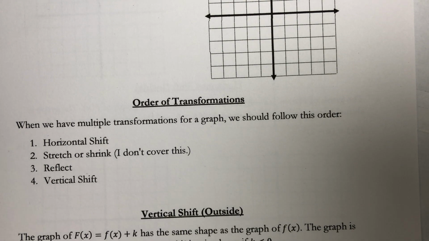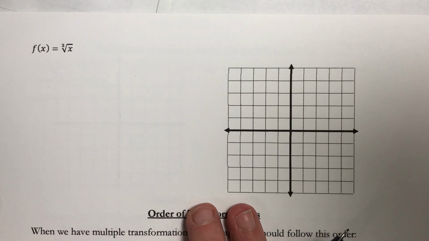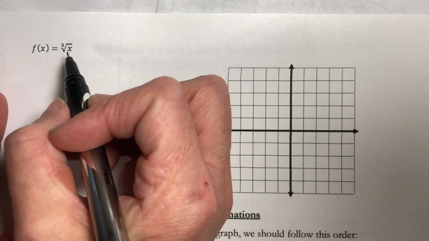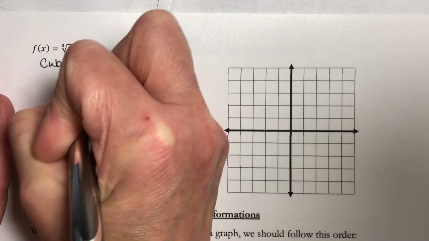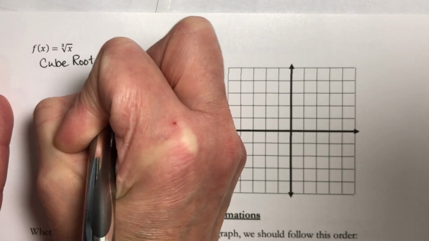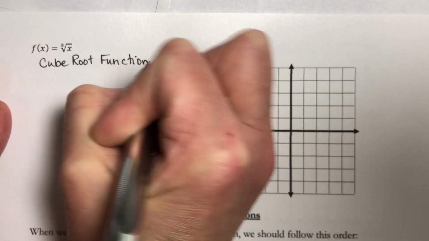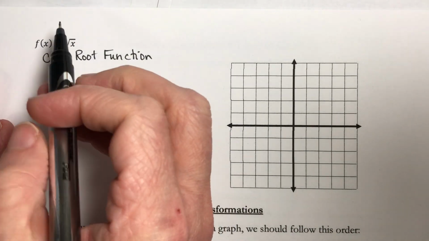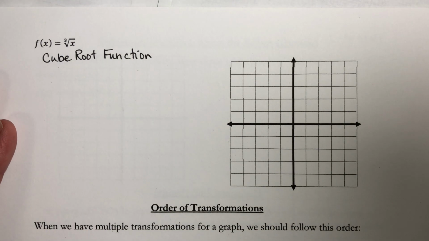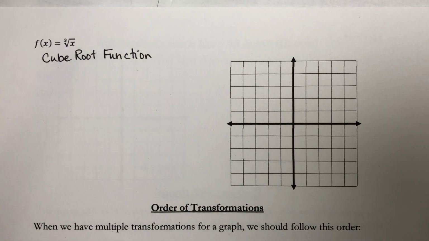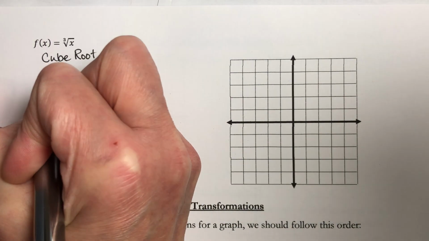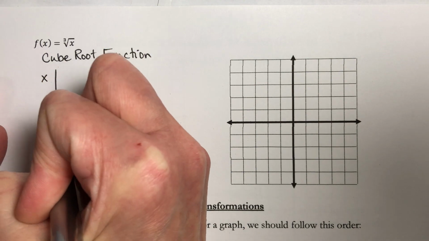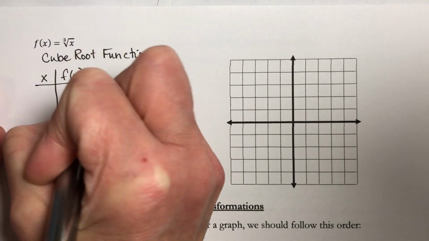All right, one more of our basic functions, and then we'll go on to transformations. So I have f of x is equal to the cube root of x. This is our cube root function. A cube root undoes a cube in the same way that a square root undoes a square. So we're going to see a lot of x and y switching around as well, like we did on the other two. Let's plug in some numbers here.